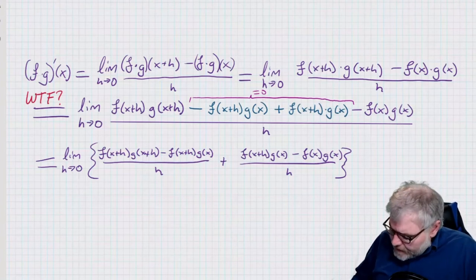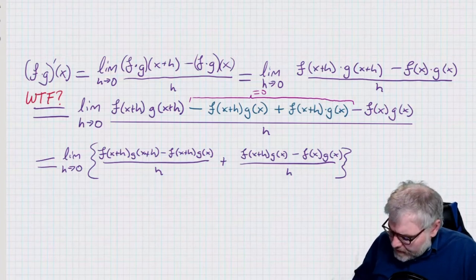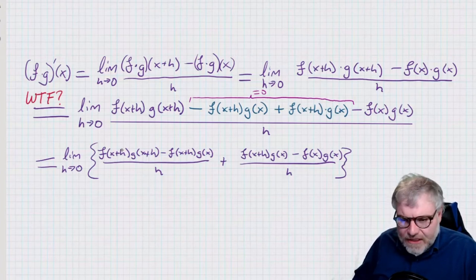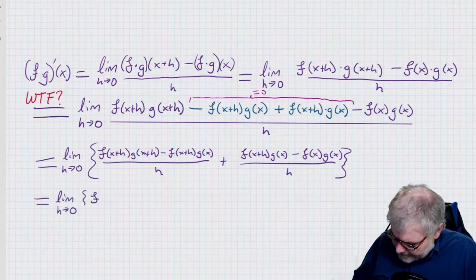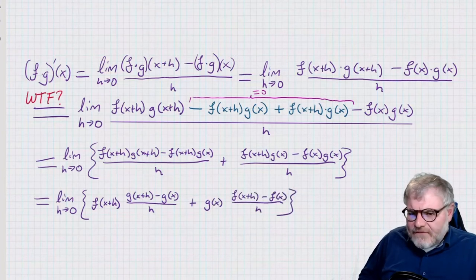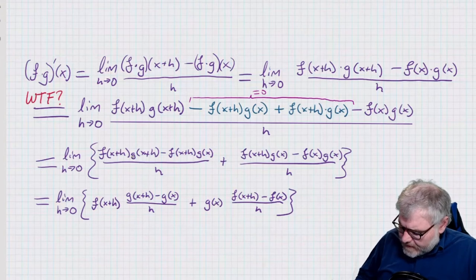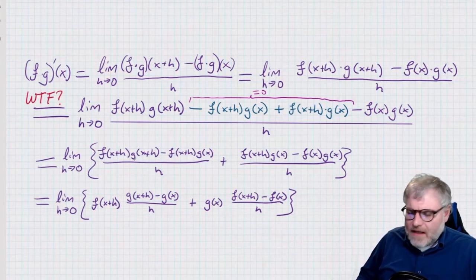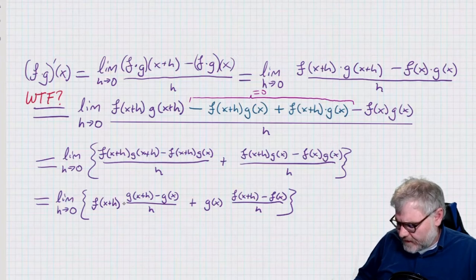But now that I do that, look what happens to the individual pieces. I could factor out an f of x plus h here, and I could factor out a g of x here. All I did is factor an f of x plus h from these two terms up front here, and I factored a g of x from those two terms there and stuck them in front of the fractions.